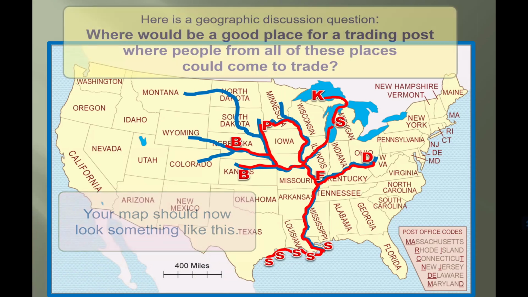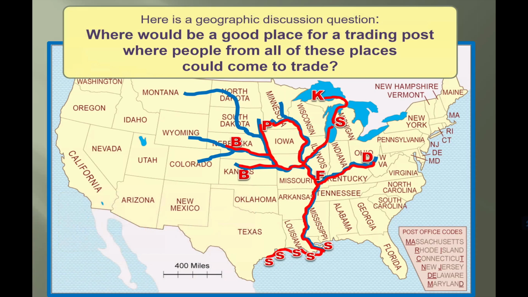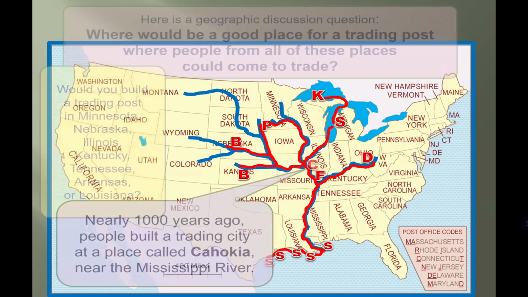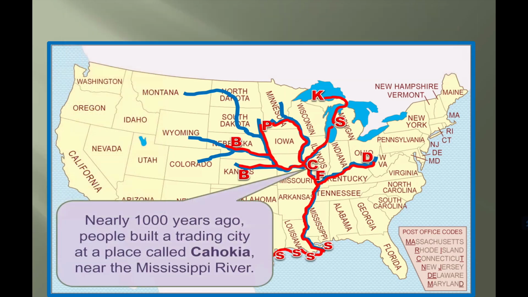My question for you is, where would be a good place to put a trading post where people could trade all of these goods from all of these different locations? Would you put a trading post in Minnesota, Nebraska, Illinois, Kentucky? Where would be the best place for a trading post? And if you decided you were going to put it in Western Illinois, you did the same thing that the indigenous people did over 1,000 years ago when they built a trading city near Cahokia, on the Mississippi River.